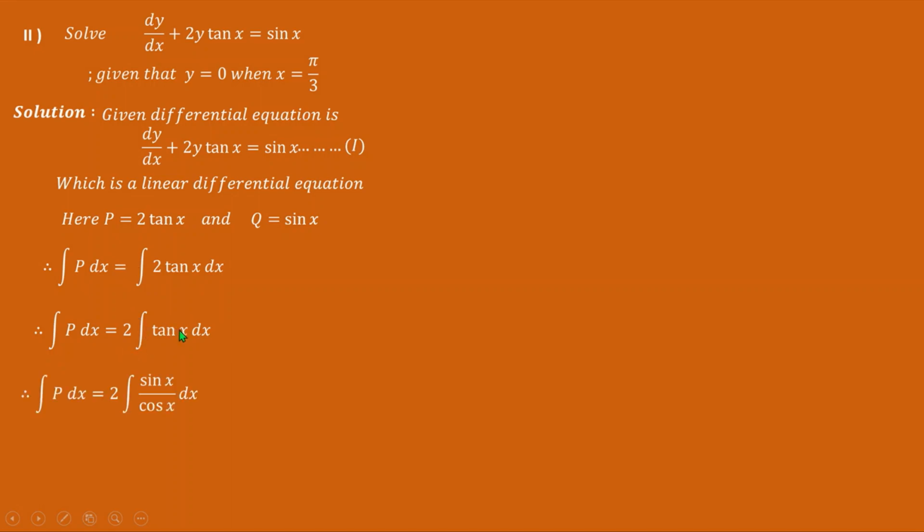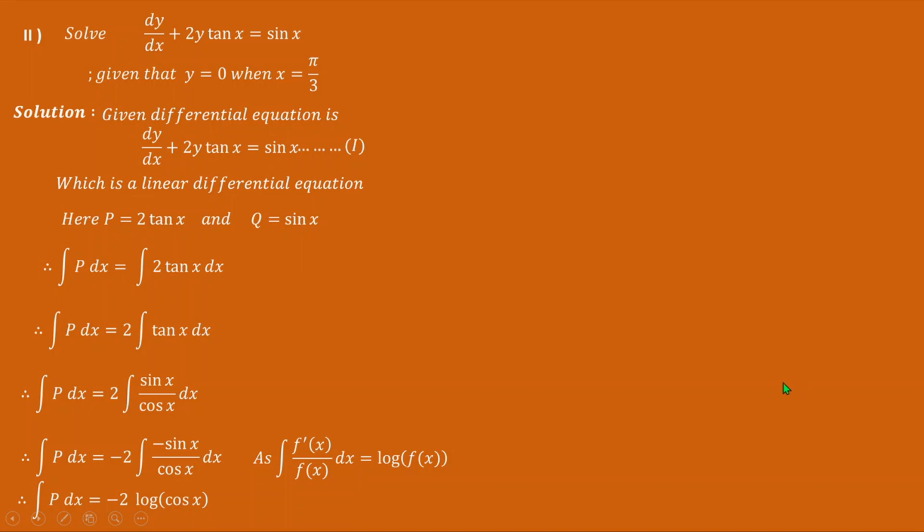Tan x means sin x upon cos x. So we can write this as minus 2 times integration of minus sin x upon cos x dx. Again use the formula integration f dash x upon f x, which is log of f x. And so here we get integration p dx is equal to minus 2 log of cos x.